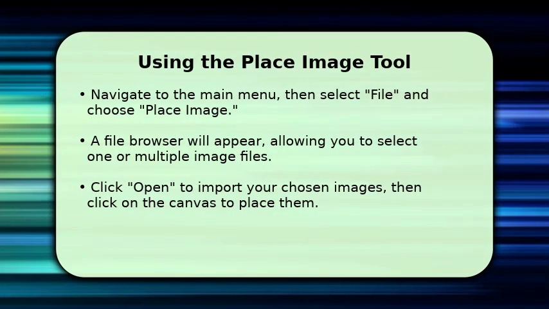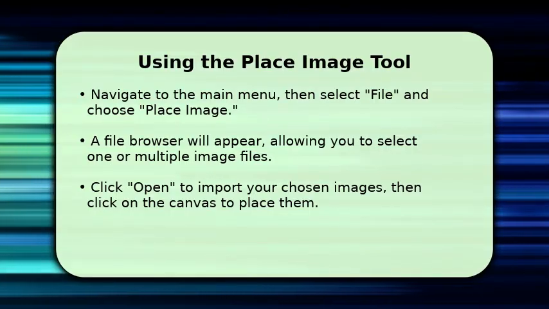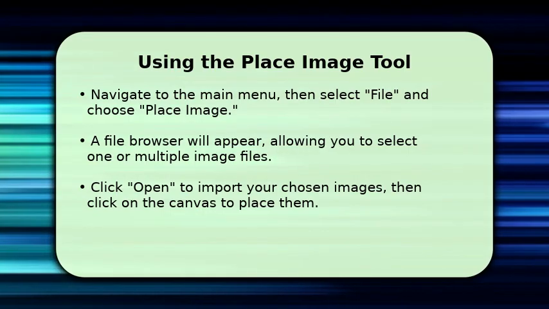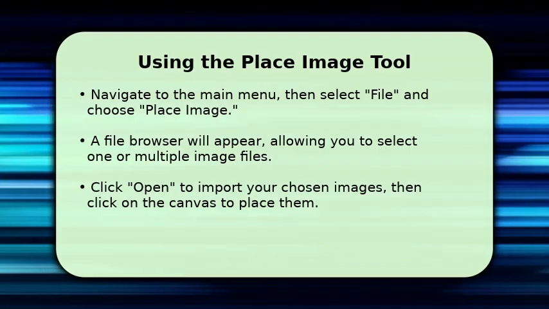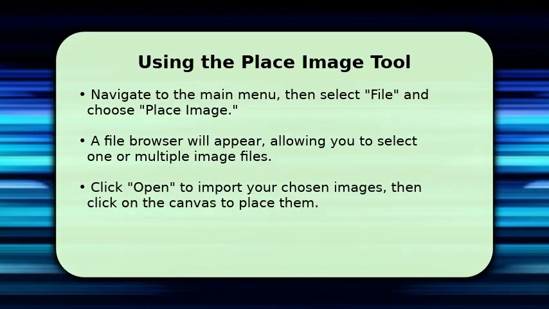For a more controlled approach, the Place Image tool is your go-to. Access it by clicking the Figma icon in the top left corner, then selecting File, and finally Place Image. This will open a standard file browser where you can select one or even several images from your computer. After clicking Open, your cursor will transform, allowing you to click anywhere on the canvas to place each image precisely where you need it, one by one.